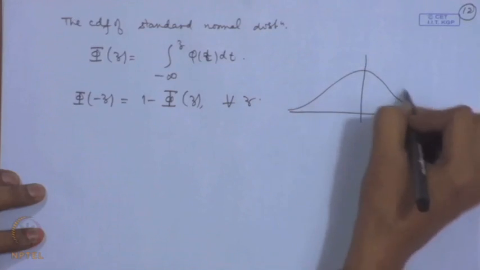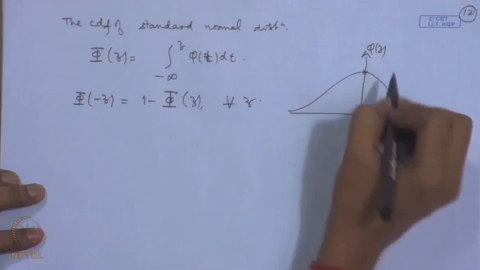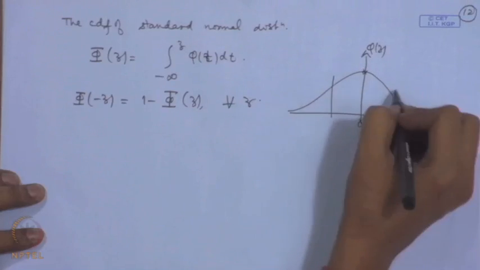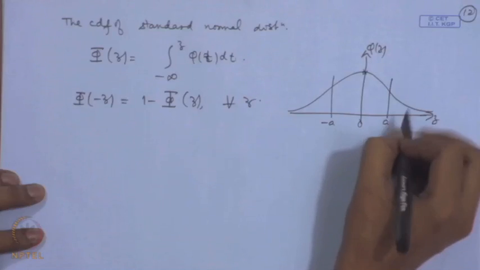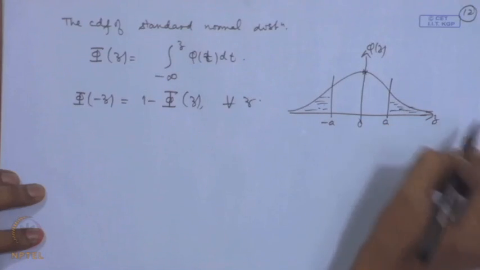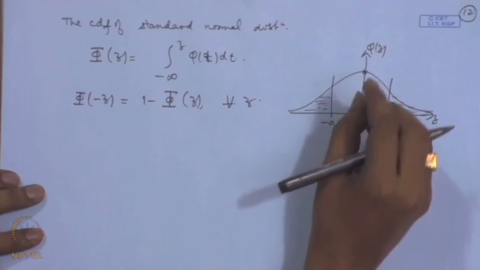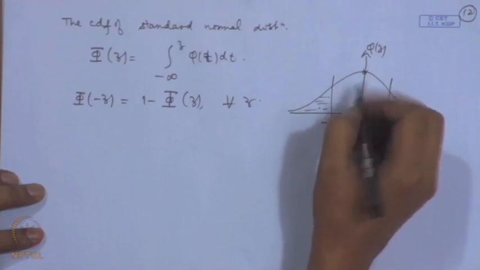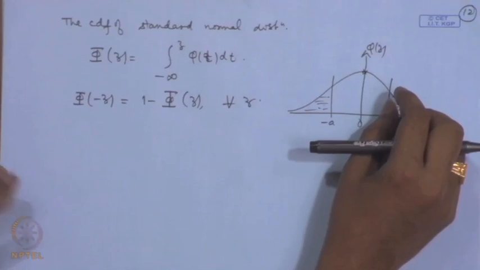So, this is small phi of z. It achieves its maximum at 0 and it is symmetric. So, at minus a and plus a, if I consider the probability up to this point, it is the same as the probability beyond this point. So, in any symmetric region around 0, suppose I consider minus a to minus b and a to b, then they will also be the same.